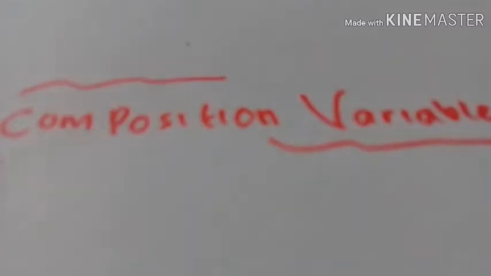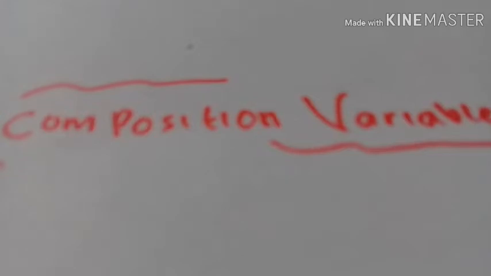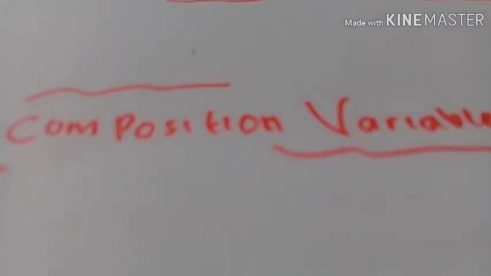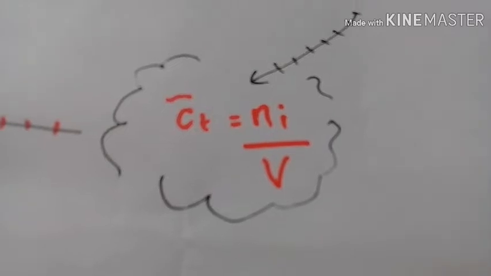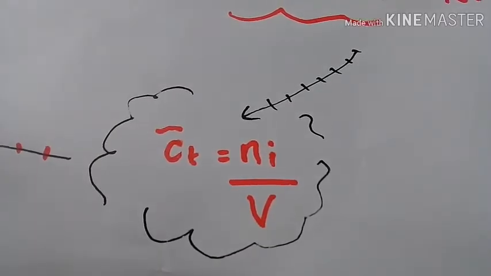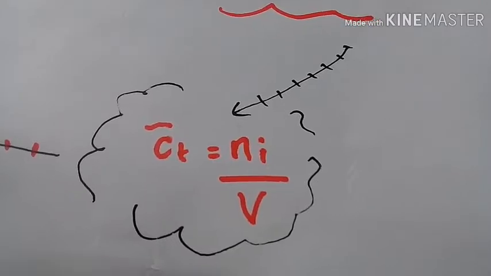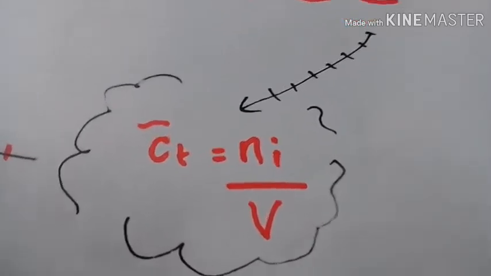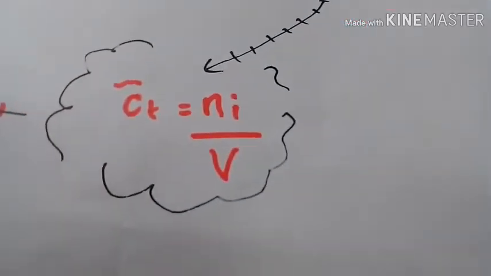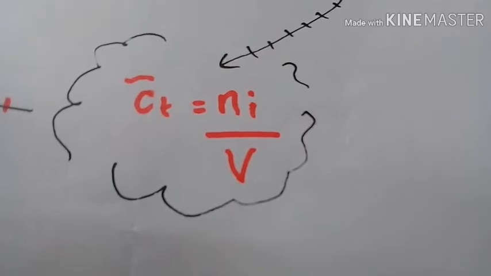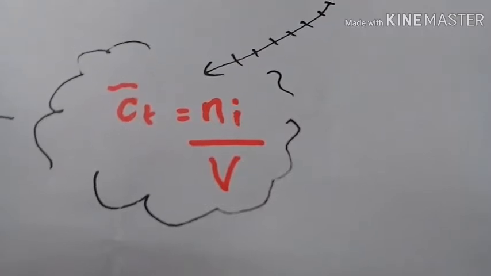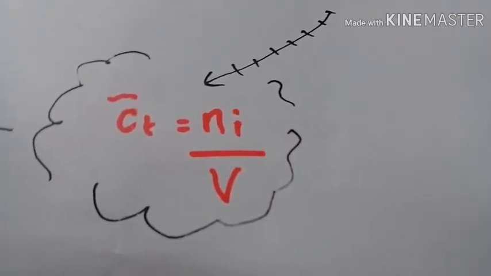The volume concentrations are obtained by dividing the amount of each substance by the volume of the mixture. The SI unit for volume concentration is mole per cubic meter. This is the symbol for the volume concentration, and the symbol for the volume concentration or molarity.